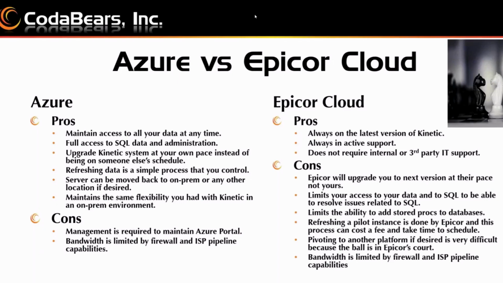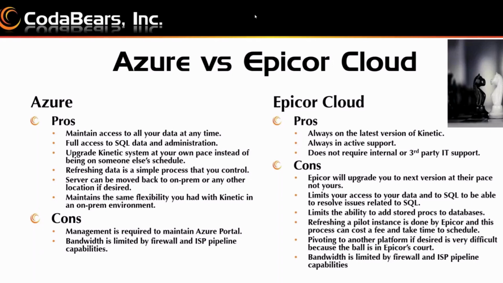So for Azure, it allows you to maintain access to your data at any time. That's a big advantage that Azure has. It gives you full access to SQL data and administration. Upgrading your Kinetic system is at your own pace instead of being on someone else's schedule. So you get to determine how long you test for. You get to determine the exact date you go live to a new version of Kinetic. You get to set all those parameters. Refreshing data is a simple process that you control. So if you want to update a test or a pilot instance of Epicor with your current production data, you can do that on the fly whenever you wish.